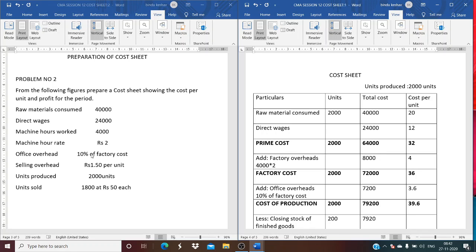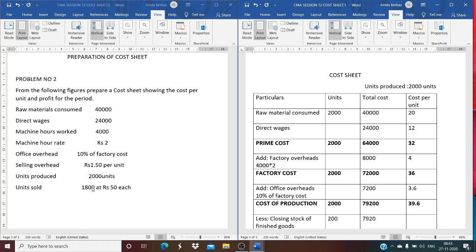So we'll have to first calculate the factory cost. Then based on that, 10% of the factory cost will be the office overheads. Selling overhead is given as 1.50 per unit, so it is 1.50 per unit sold. Units produced are 2000 units, and the units sold are 1800 units at rupees 50 each. So 2000 units are produced and 1800 units are sold, which means 200 units are not sold.